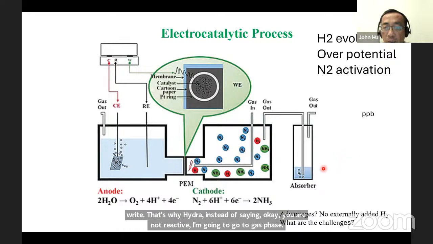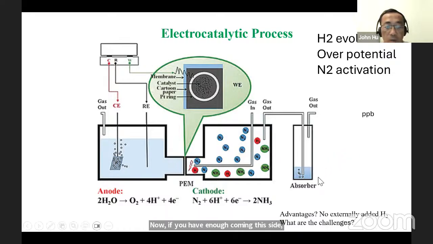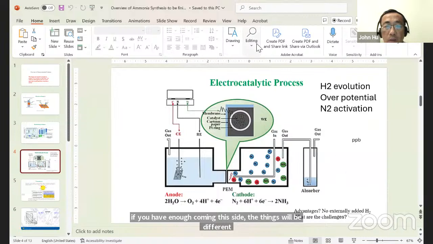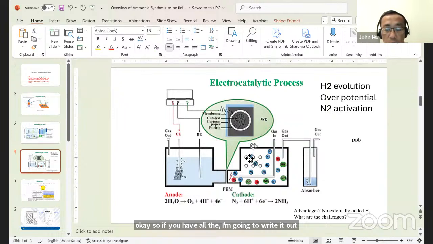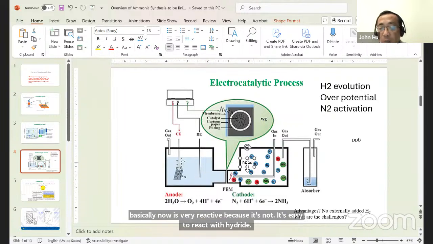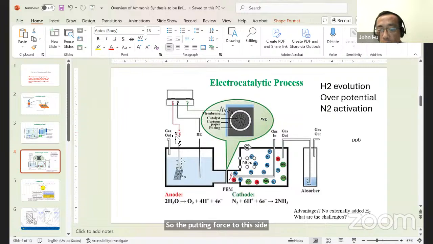Now, if you have NOx coming to this side, things will be different. Okay, I'm going to write it down. So if you have NOx on this side instead of N2, NOx is very reactive. It's easy to react with hydride. So the pulling force to this side is much greater. So you don't need too much overpotential to keep the hydrogen inside here. You follow me? I hope I explained this to you. Reacting with N2 in the electrochemical process is very challenging, but reacting with NOx is relatively easier.